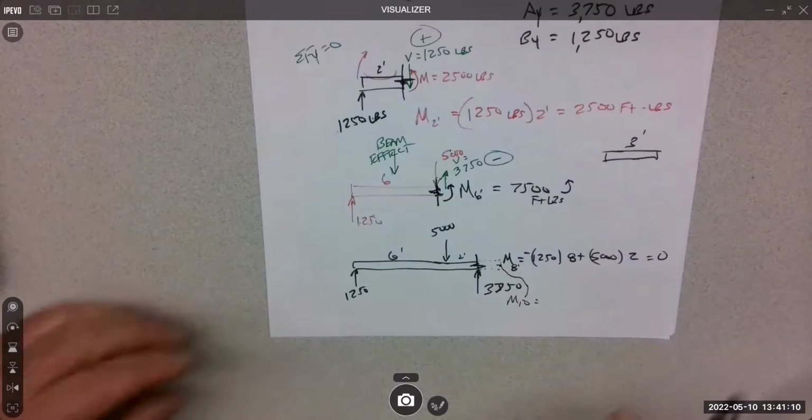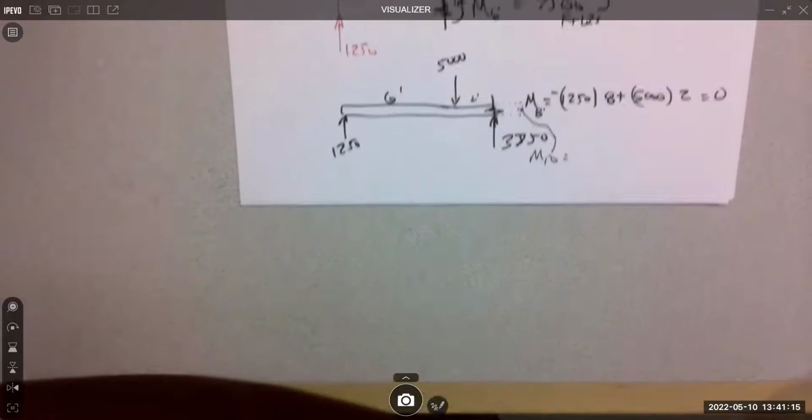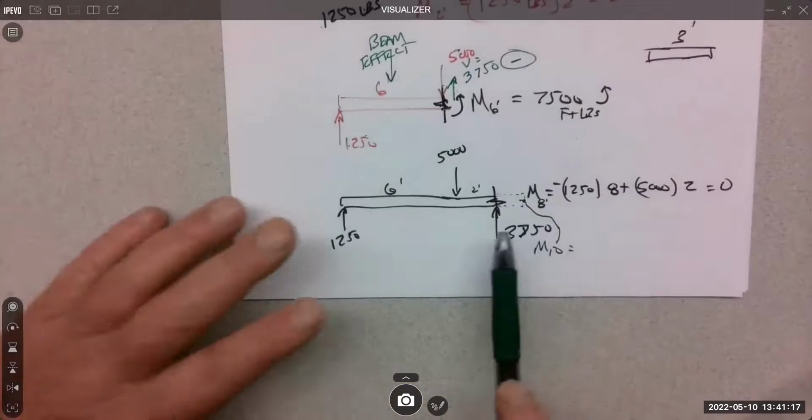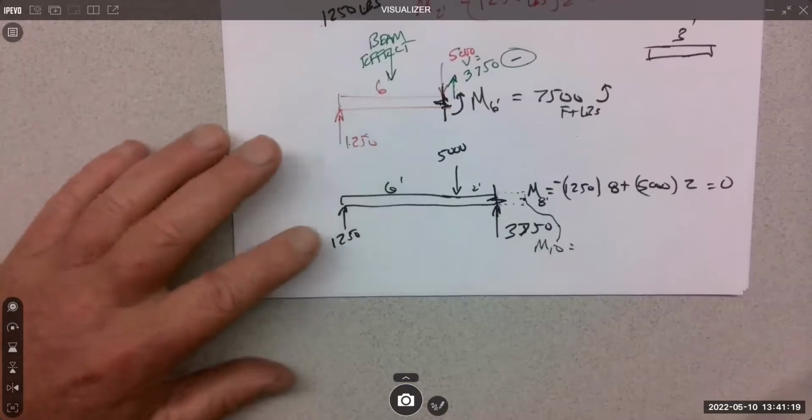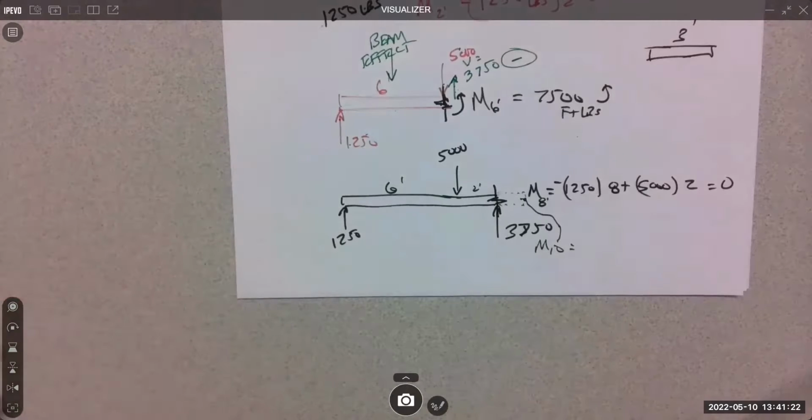So then we could do one more. We could do it here at the next support, because this will be pretty big here, typically.